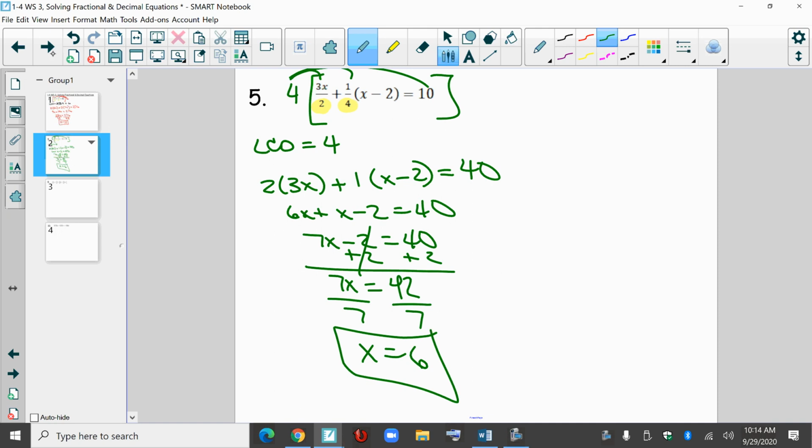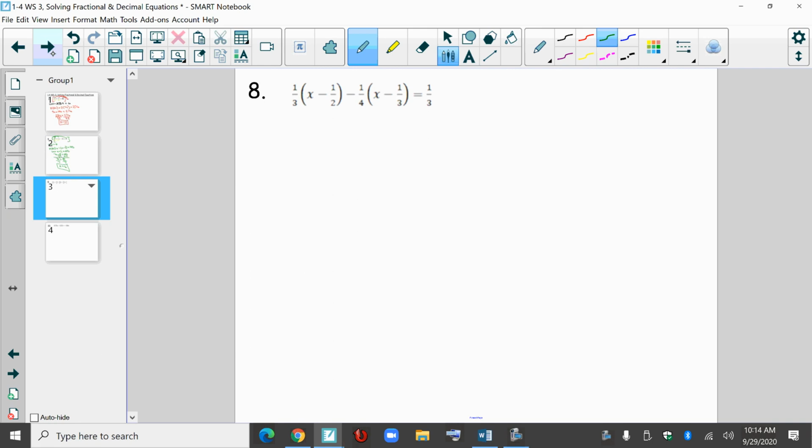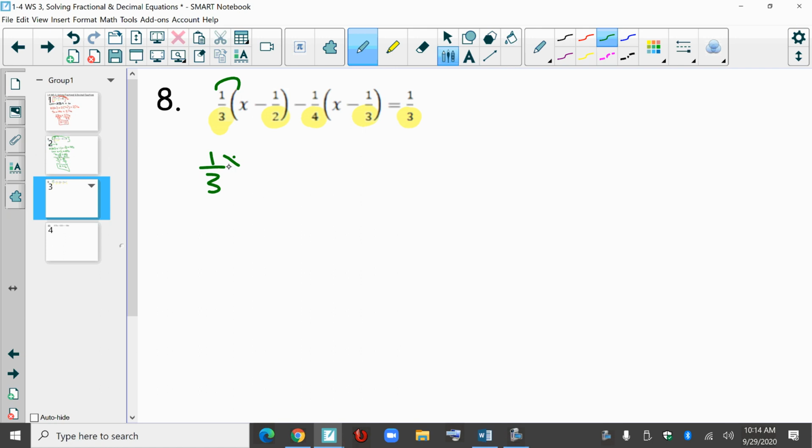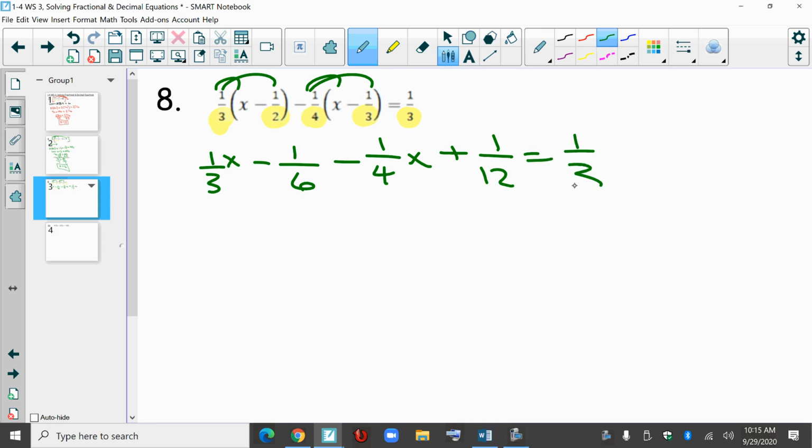Okay. Next, we're going to go ahead and highlight our fractions. I have a 3, a 2 on the inside of the parentheses, a 4, a 3 on the inside of the parentheses, and then a 3 on the outside. So before I do anything, I need to distribute and get the fractions out of the parentheses. So I'm going to have a 1/3 x minus, marry the tops, 1 times 1 is 1, 3 times 2 is 6, marrying the bottoms. Go to the second one, 1/4 x, negative times negative is a positive, marry the tops, 1 times 1 is 1, 4 times 3 is 12, is equal to 1/3.